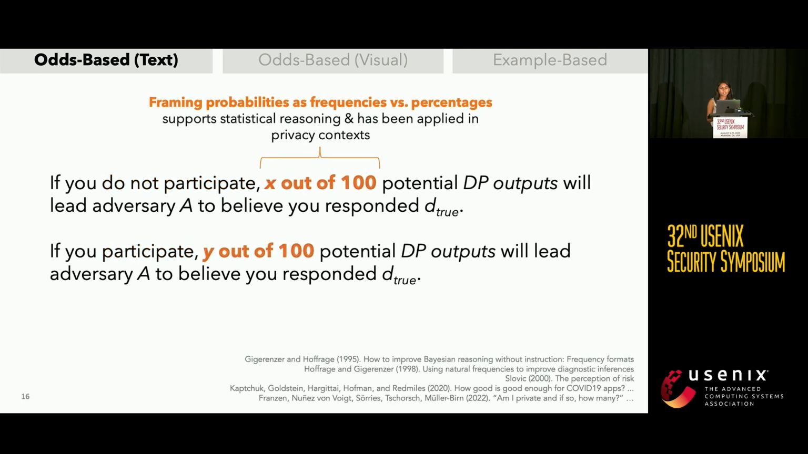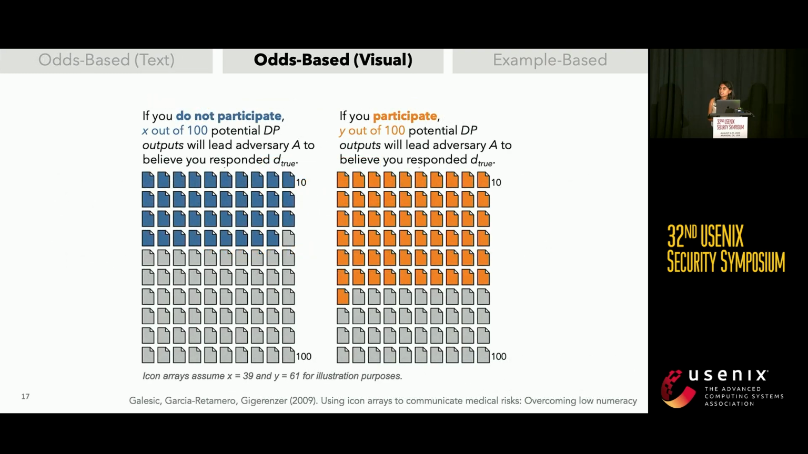We also frame probabilities as frequencies instead of percentages. So we would say 5 out of 100 versus 5%, because research has found this framing helps people reason about probabilities more effectively. Okay, so second, we have our odds-based visual method.